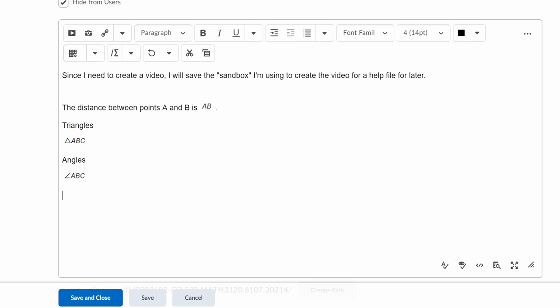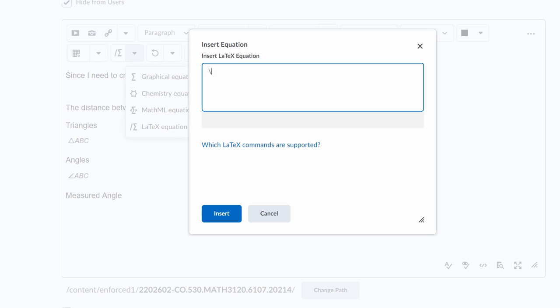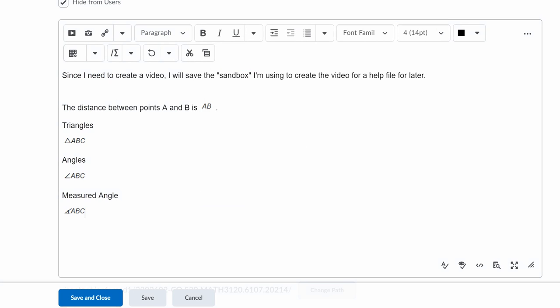Sometimes this would be a measured angle, and that's a slightly different notation, right? And that's just backslash measured angle. Oh, and it thinks I've misspelled it, but it's still popping up in the preview as looking correct. So I'm going to hit insert. Yep, that's a measured angle. So we're doing pretty well.